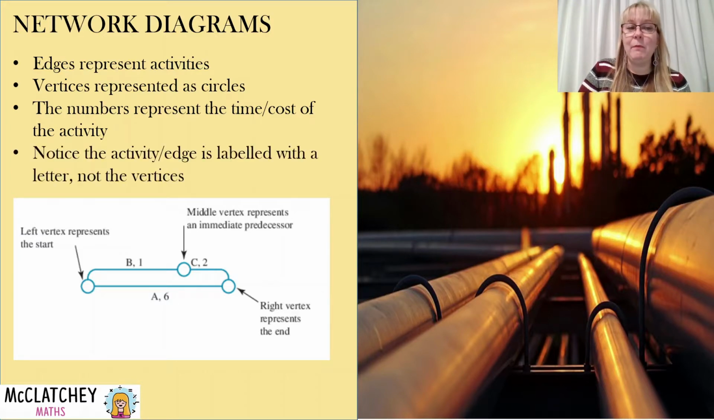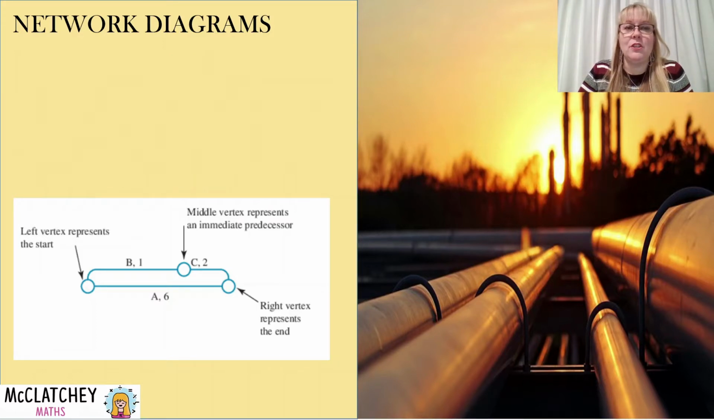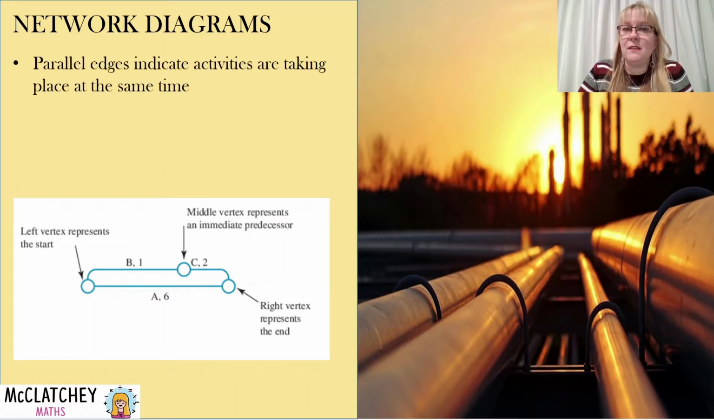And we label the edges with a letter, not the vertex this time, because they're not places or people, it's activities. So that's a very important distinction. Also notice that different things are happening in this diagram. We've got activity B and C happening at the same time as activity A, and they're represented by edges that are parallel, running one across the top of the other. That simply means that those activities are happening simultaneously, or at the same time.